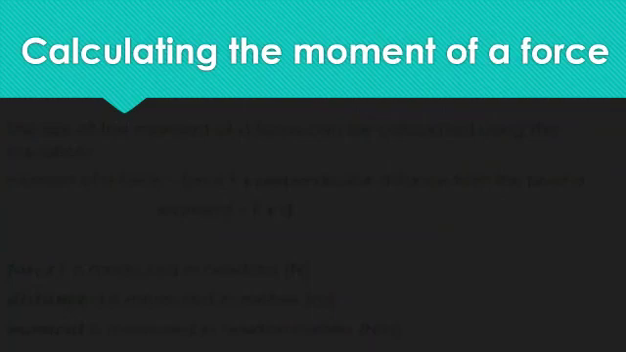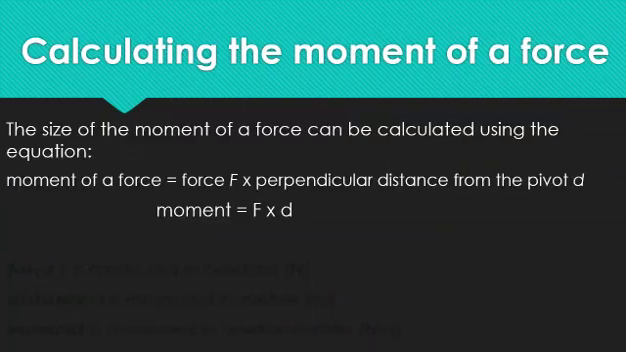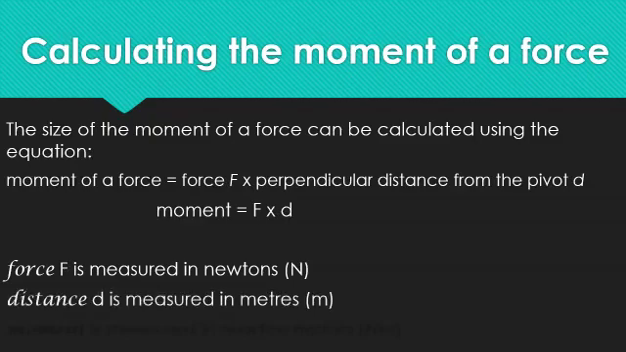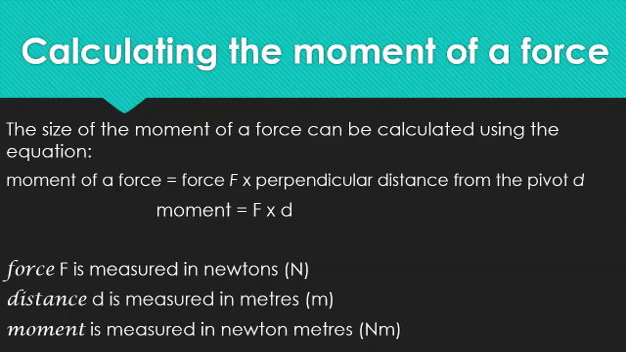Calculating the moment of a force. The size of the moment of a force can be calculated using the equation: moment of a force equals force times the perpendicular distance from the pivot, which is represented by d. Or we can say moment is equal to F times d, where force or F is measured in newtons, distance or d is measured in meters, and moment is measured in Newton meters.